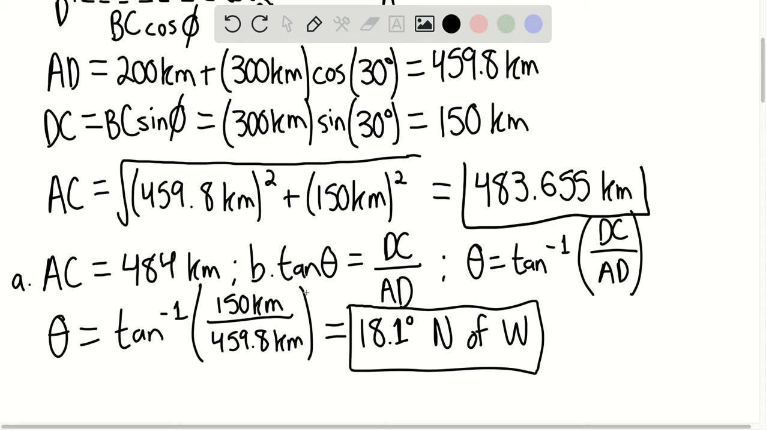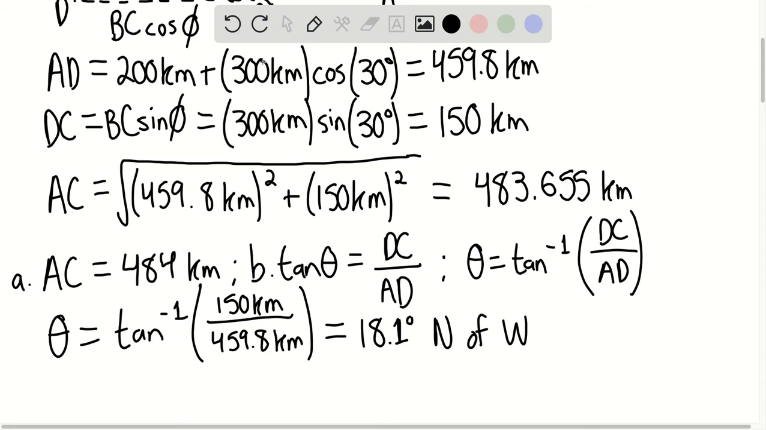So these would be our two final answers here for part A and part B.